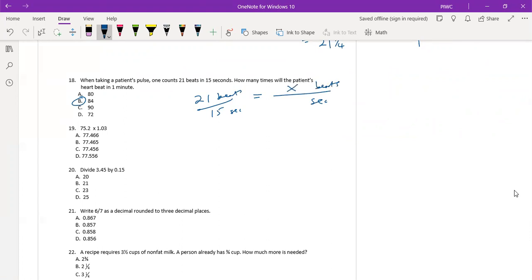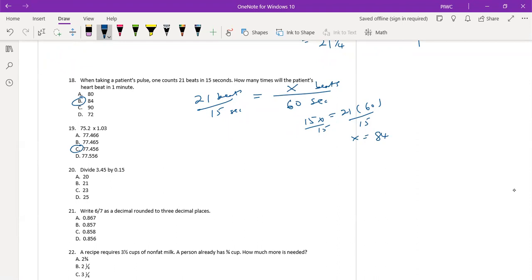That'll be X. Since it's 1 minute, 60 seconds. And then do your cross product. You come up with 84. Okay. Number 19. Number 19 is if you multiply out, you should get C. So we'll skip that one.